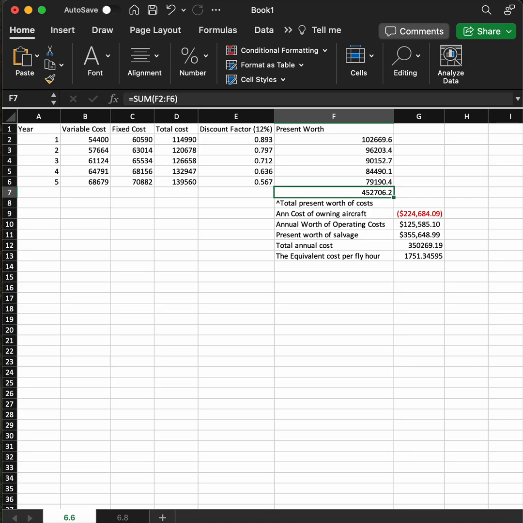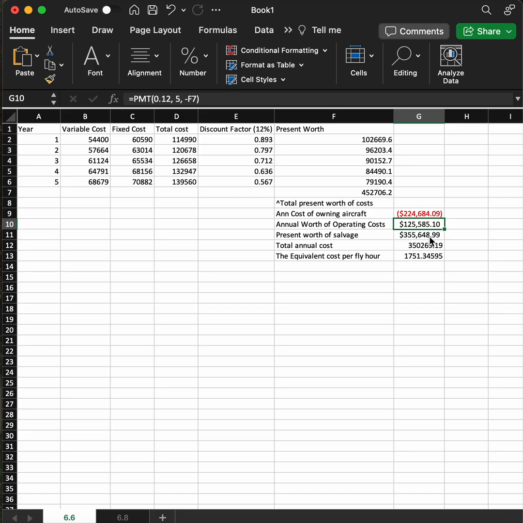Which is the $452,000. Now I calculated the capital recovery of the aircraft using the PMT function. It converts the cost minus resale value into equal annual payments, and that gives us $224,684.09, which is right here. And here's the PMT function that I used. Then I used the PMT again to convert the operating cost present worth to an annual cost of $125,585.10. Adding both gives us the $355,000 that you see right here, the total cost.